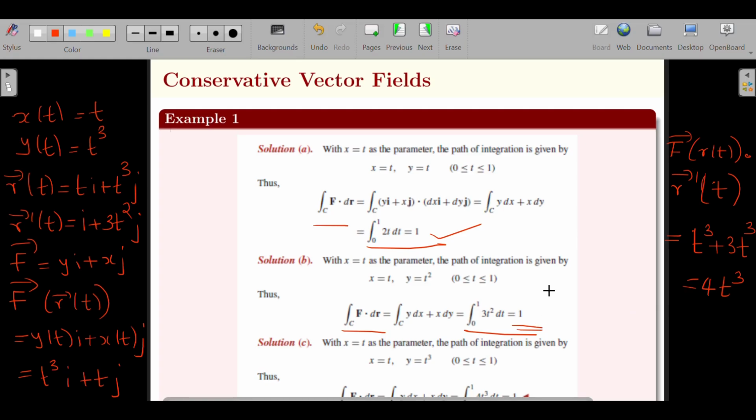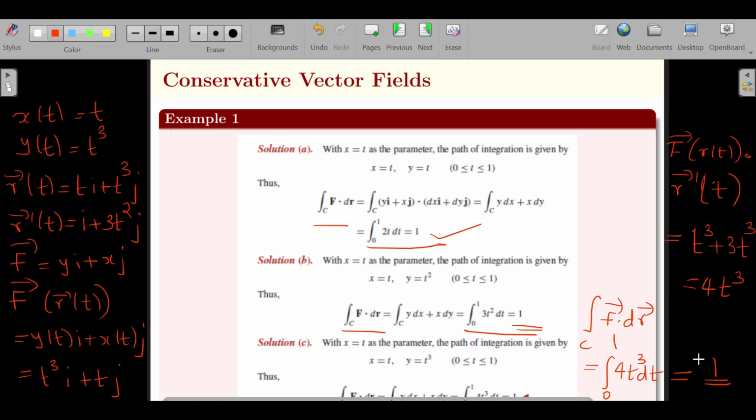So the line integral over c of f dot dr, the work done to move the particle from 0, 0 to 1, 1 along the curve y equal to x cube, is given by the integral from 0 to 1 of 4t cube dt. On integration again we get 4t raised to 4 by 4 from 0 to 1. Again the value of the integral is equal to 1.